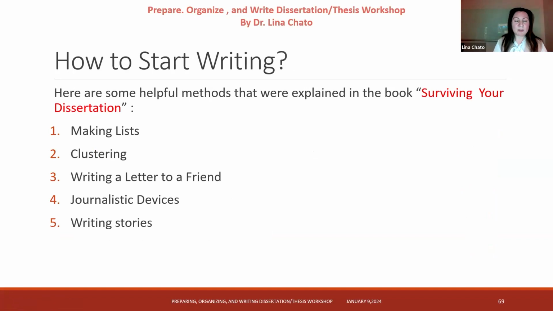This is very important. There are different methods we can actually use. I found these methods in a book. I share the reference. It is one of the references, Surviving Your Dissertation. It's a very nice book. They mention different methods to help you start, because sometimes we don't know how to start writing. How to write? So these methods are making lists, clustering, writing a letter to a friend, journalistic devices, and writing stories.